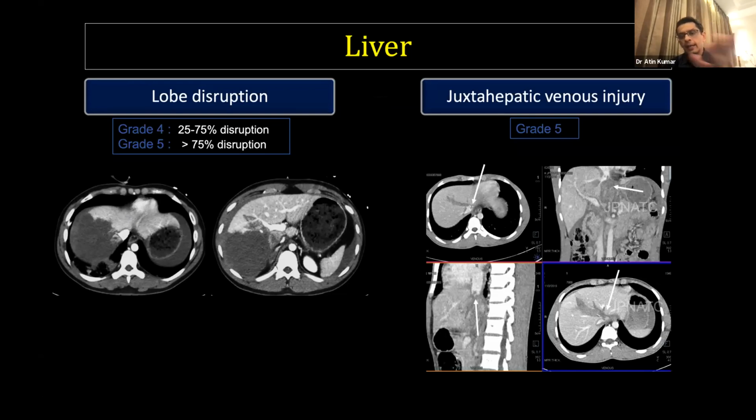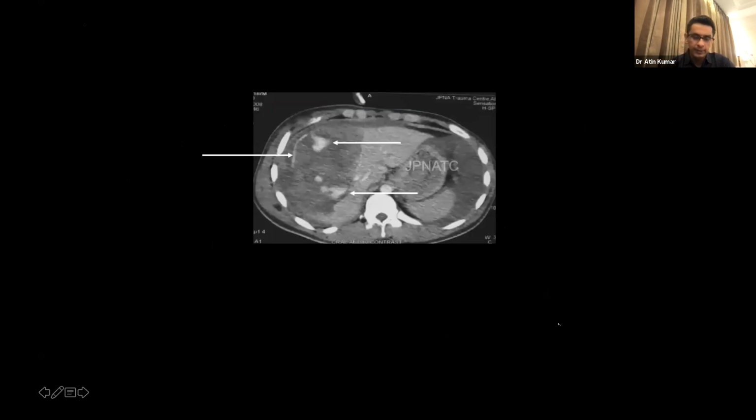Obviously, the higher the grade, the higher the chances of morbidity and mortality, and the higher the chances of failure of conservative management, even in the liver injury. So you need to pick up these specific abnormalities. Again, there is a role for hepatic artery embolization. We at our center liberally use angiography, DSA, and embolization techniques to stabilize these patients.